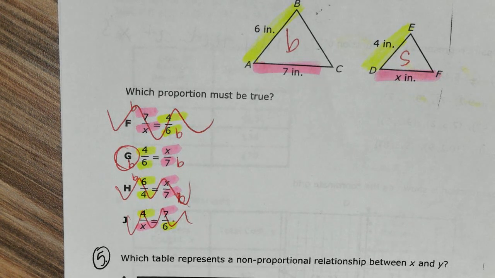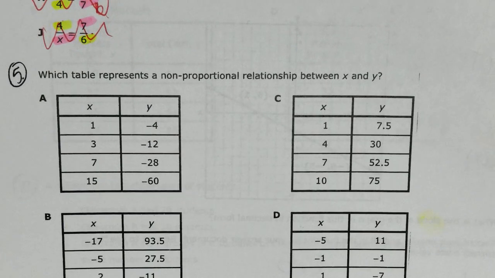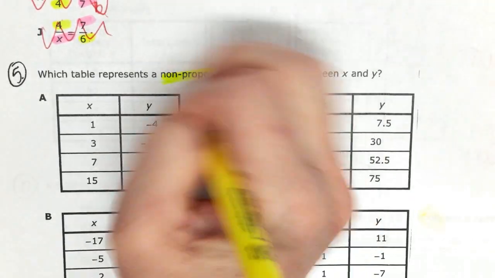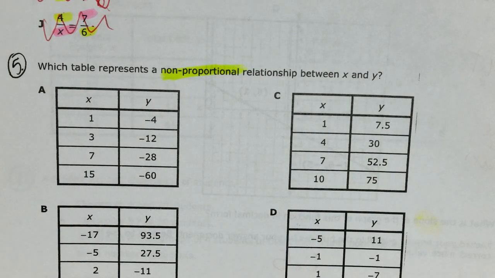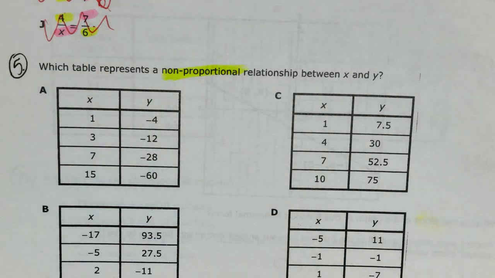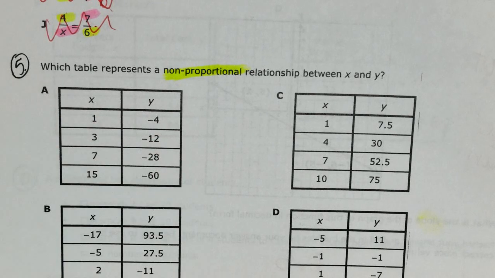All right, let's look at the next question. Which table is non-proportional? Now, there's 2 different ways you could do this. You could go to stat and put these in and have it write an equation for you. If it has a plus B, it's non-proportional. So that's one way you could do it. The other way you could do it is simply divide. And if it's proportional, you would get the same answer all the way down. If it's non-proportional, you won't. Stat would probably be the easiest for you.